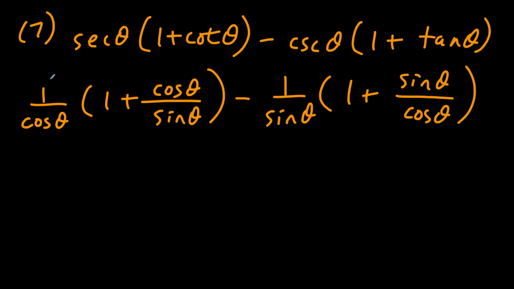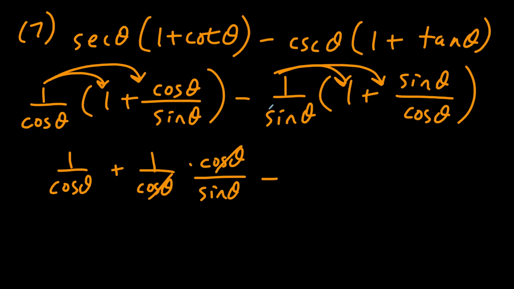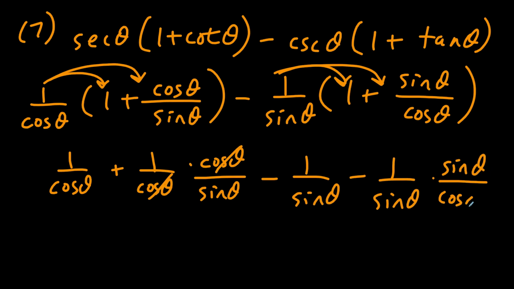Now we could distribute. We send this term through, and we're going to have 1 over cosine theta plus 1 over cosine theta times cosine theta over sine theta. Just looking at this right away, I see cosine over cosine cancels. And then when we distribute the minus 1 over sine theta, we're going to have minus 1 over sine theta times 1 is 1 over sine theta. And then we have minus 1 over sine theta times this expression, sine theta over cosine theta.